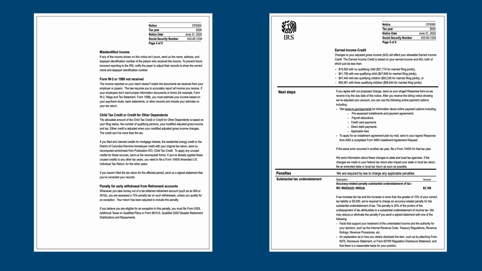The next couple of pages of the notice go into greater detail as to why the changes were made, particularly the additional tax from her missing 1099-R form, the effect the additional income has on her child tax credit, the assessment of a penalty for her early retirement account distribution, and why her earned income credit was eliminated.